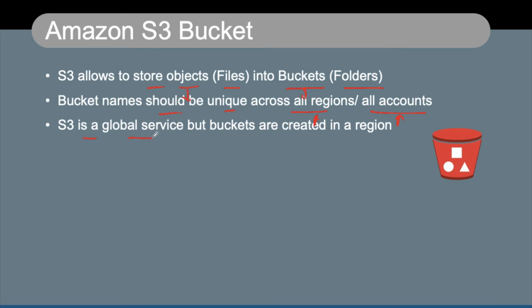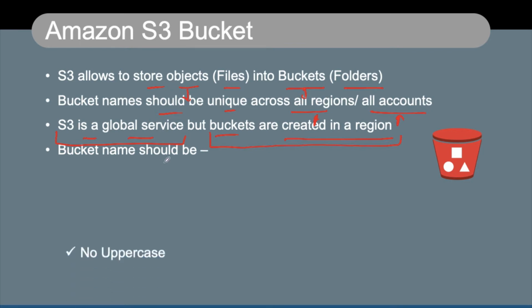S3 is a global service, but buckets are created in a region. S3 is a global service, it is available globally, but buckets are always created in certain regions. So that means your data is actually stored in a given region.